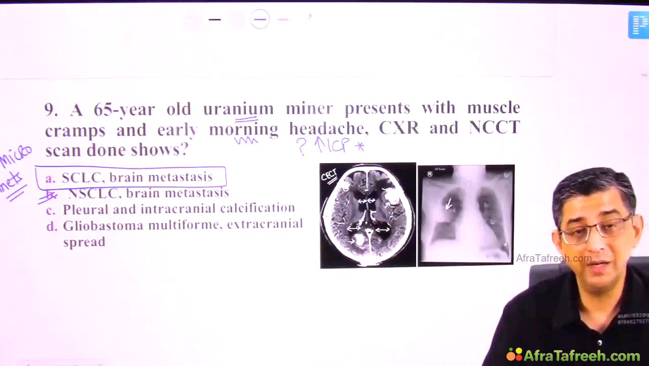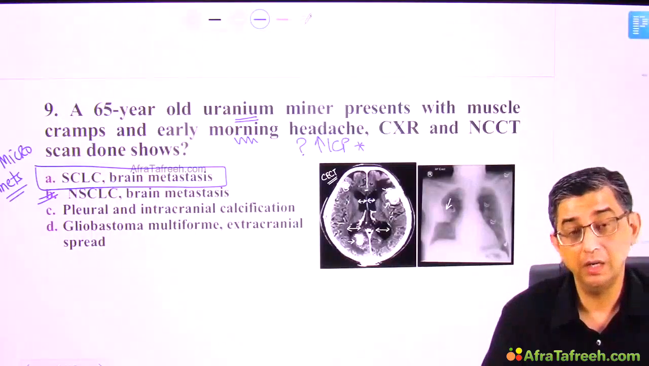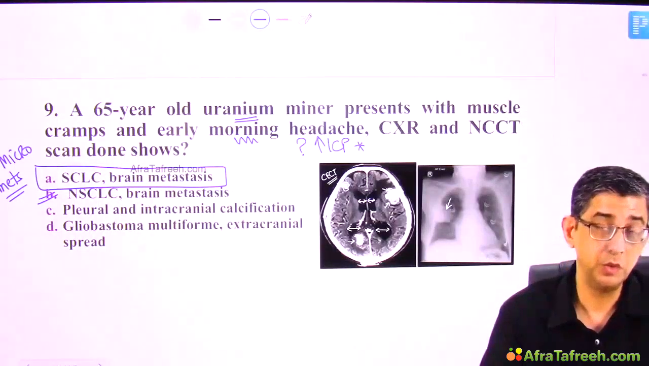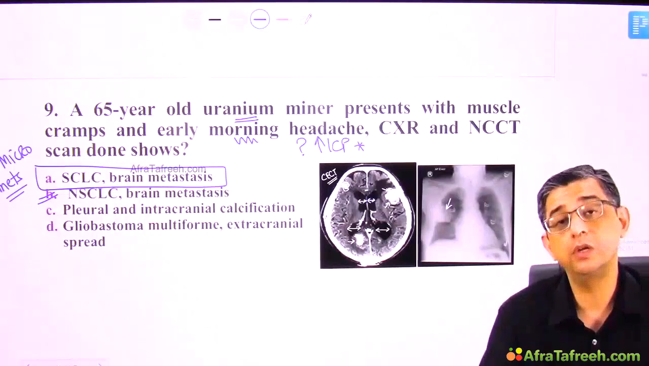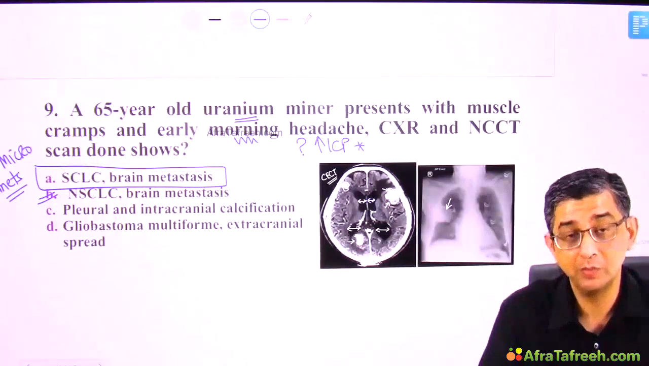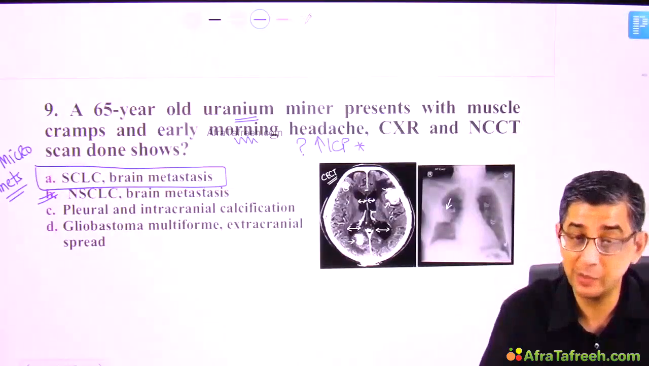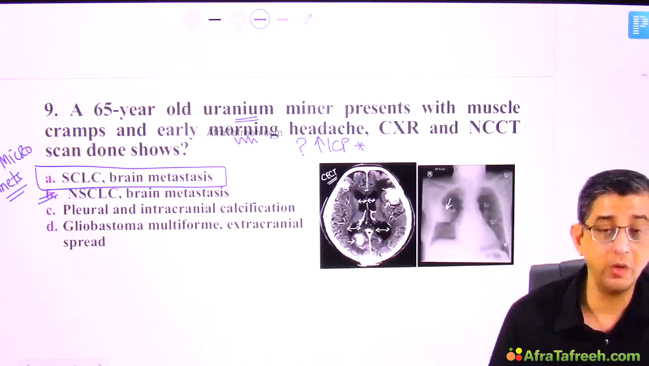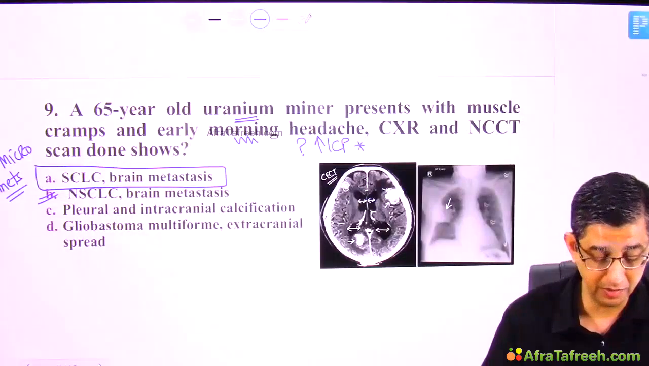C says pleural and intracranial calcification. Well, the first two do not make sense. If you were thinking in terms of mesothelioma, then mesothelioma is what you encounter with asbestosis, no? Because pleural calcification is read with asbestosis. Here it is mentioning a uranium miner, so it looks unlikely as an answer.